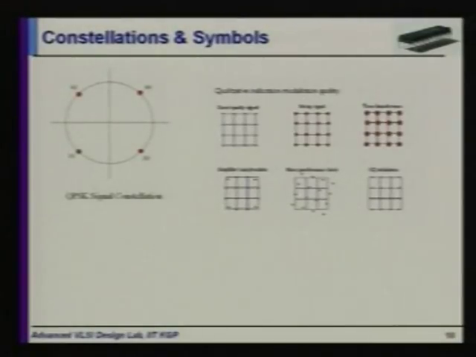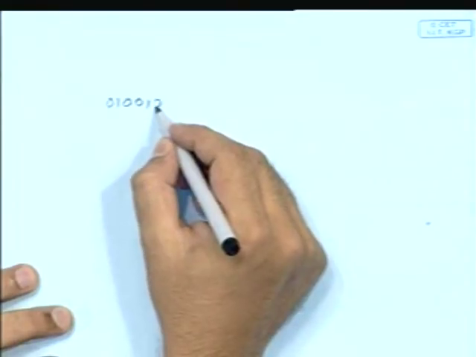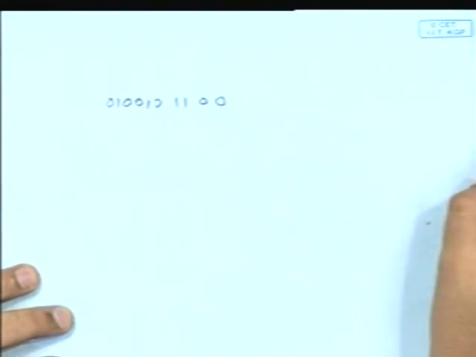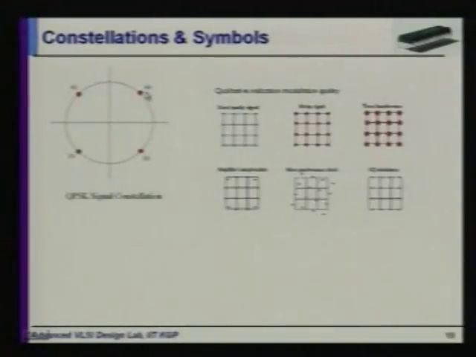Now, let's say we have in our stream of data 0 1 0 0 1 0 1 1 0 0. We take two bits at a time. In this first scheme here, we have identified four phases and the amplitude level is constant. So, it is a circle which has four phases. Is it clear? So, this way four symbols can give us this constellation. We are representing two bits by one symbol.